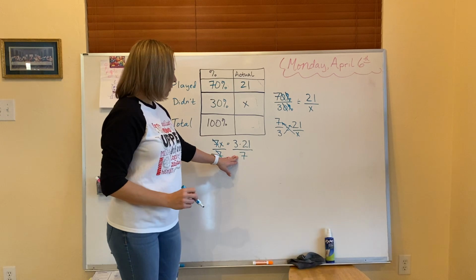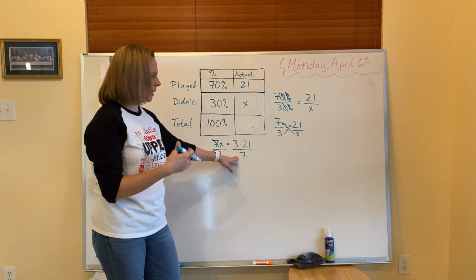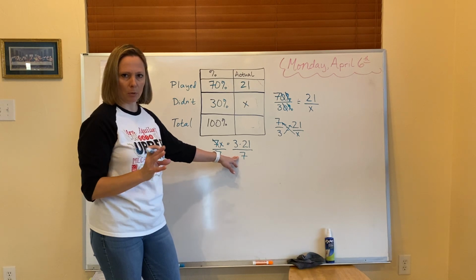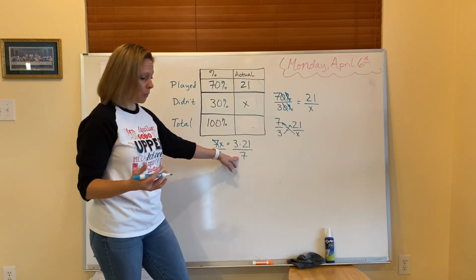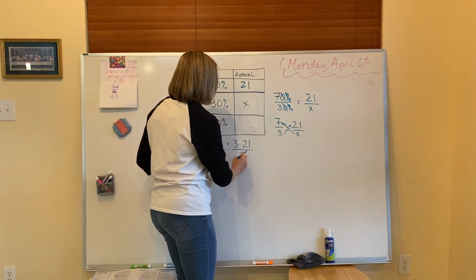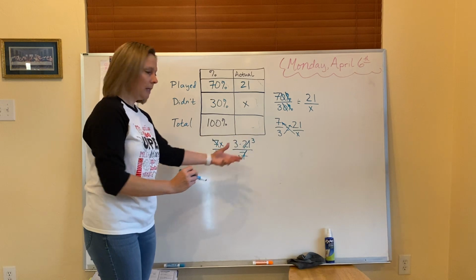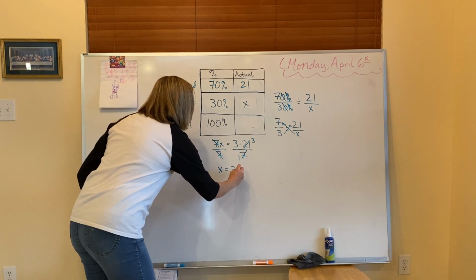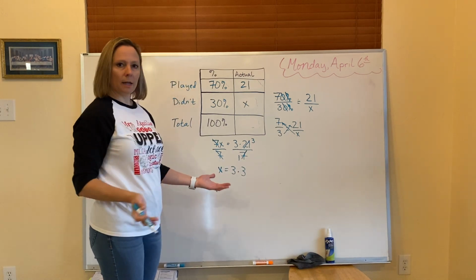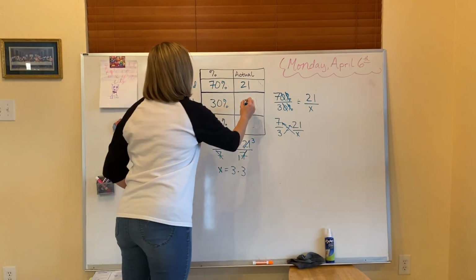Okay, so can we reduce anything here before we move on? Does 7 go into any of these numbers that we're multiplying evenly? Yes, it does. 7 goes into 21 evenly 3 times. So that leaves us, once we clean up our problem, with X is equal to 3 times 3. And 3 times 3 is 9. Yay, we've solved for X.